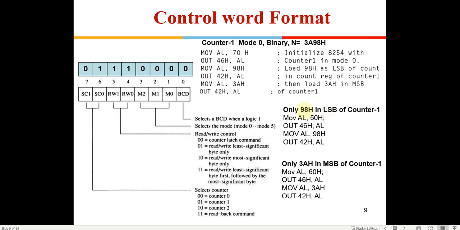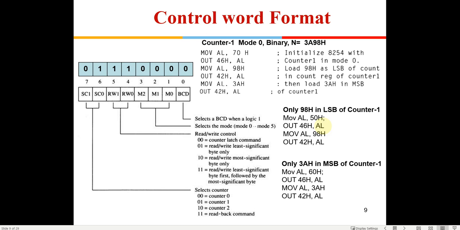Now if at all we want to load only 98 into the LSB of counter 1, in the same mode 0, then what do we do? Since it is only LSB, this will become 0 1. If you see out here, LSB is only 0 1, so the control word will become 50. Then you write OUT 46 into the control register, only 50. 50 hexadecimal, that is what we are going to push in.